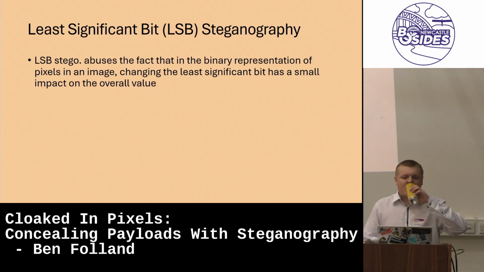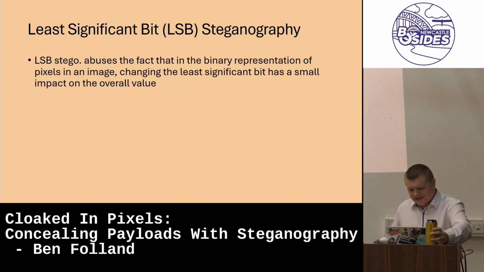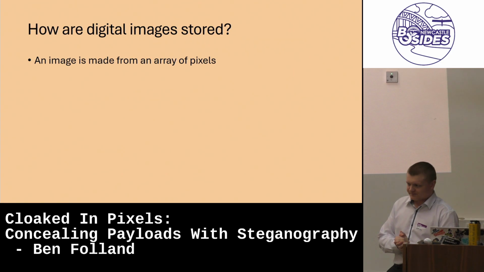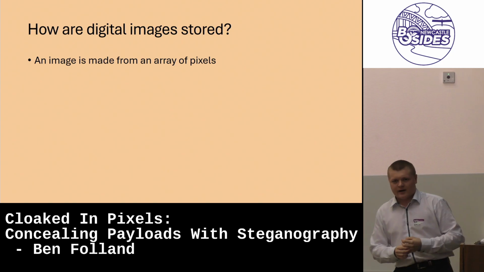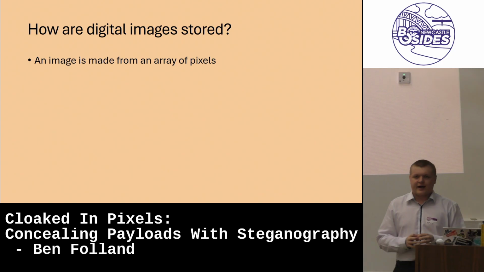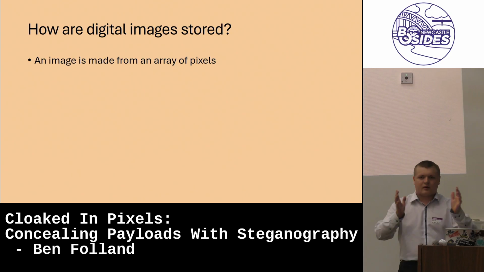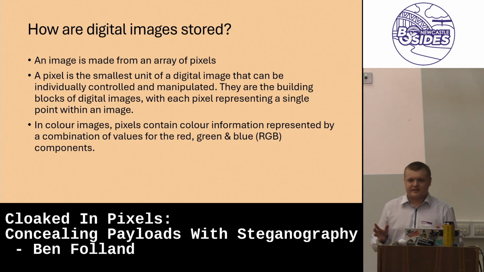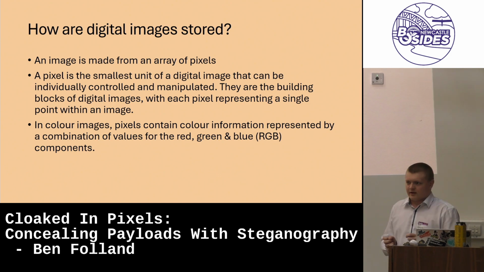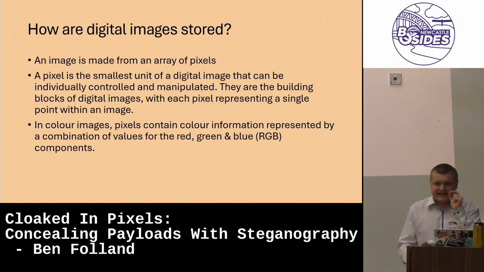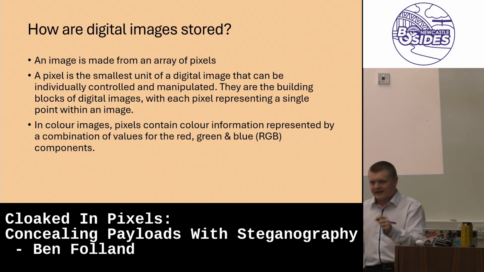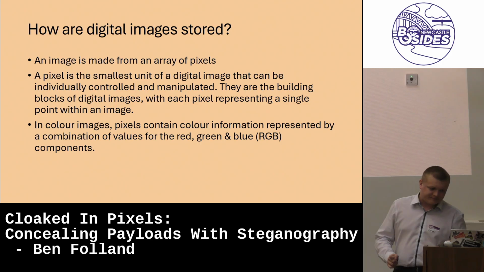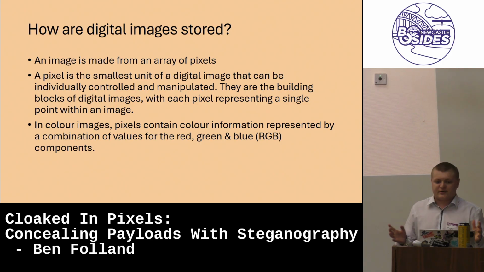So, I'm going to take one step back and ask the question, how are digital images stored? What is an image? A digital image is an array of pixels, and that begs the question, what is a pixel? How do we define a pixel? The pixel is the smallest unit of a digital image. A pixel is the smallest unit which can be individually controlled and manipulated. And when I say individually controlled and manipulated, I mean, can we change the color? So, they are quite literally the building blocks of an image.